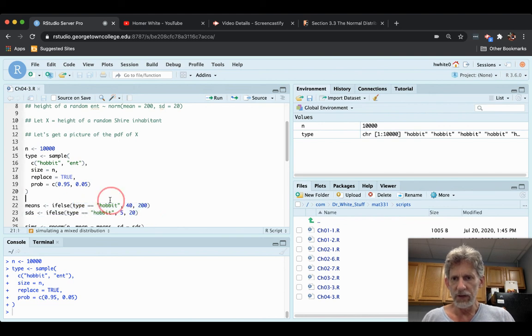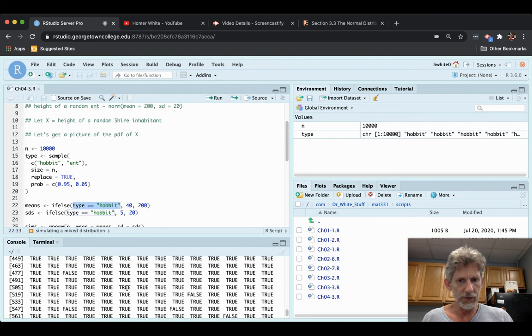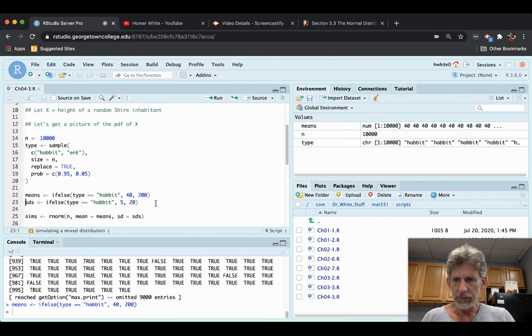Three arguments. The first argument is something that comes out true or false a bunch of times. And then this is what you stick in whenever you get a true. This is what you stick in whenever you get a false. So if I were to just run that little piece, so I've got that selected and I say Command Enter, you see there's like 1,000 trues and falses there, okay? And every time there's a true, I'm going to put in 40. And when there's a false, I'm going to put in 200. Let's go ahead and make this. So my vector means here is a bunch of 40s and 200s. It's mostly 40s.